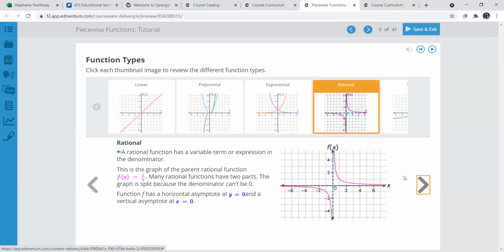And these, they're usually on two different sides or two different quadrants of the graph, just like this. I'll play the audio so we can listen to what it says.